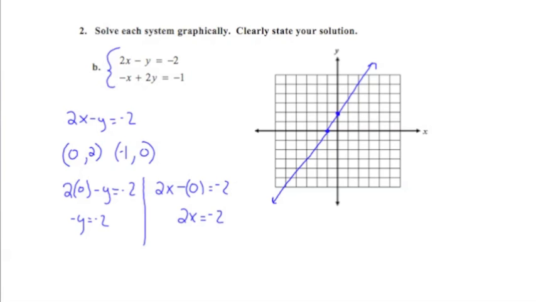Okay. Now I'm going to go ahead and graph my second equation. I'll give myself a little room here. We'll erase this.